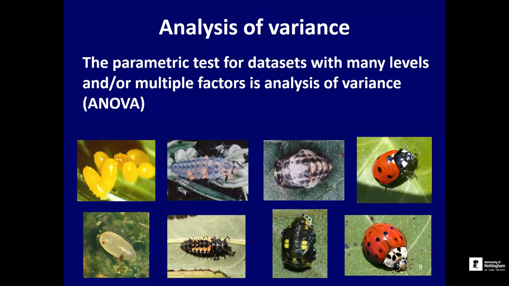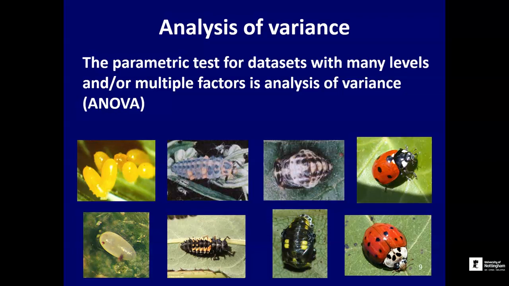You could consider making pairwise comparisons between individual life stages, so we could compare the egg with the larva, or we could compare just the adults of one species with the adults of another species. But you'd rapidly end up with a whole load of tests, and there would be various problems with that approach, which I'll go into later.